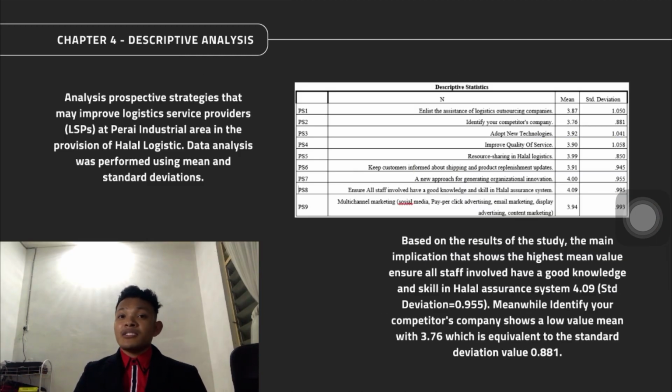Next, descriptive analysis for prospective strategy. If you can see, we got 9 questions in this part. Based on the result of the study, the main implication that shows the highest mean value is ensuring our staff involved have good knowledge and skill in the halal assurance system. That is 4.09 mean and standard deviation 0.955. Meanwhile, identify your company shows a low mean value, which is 3.76, which is equivalent to the standard deviation, which is 0.881.